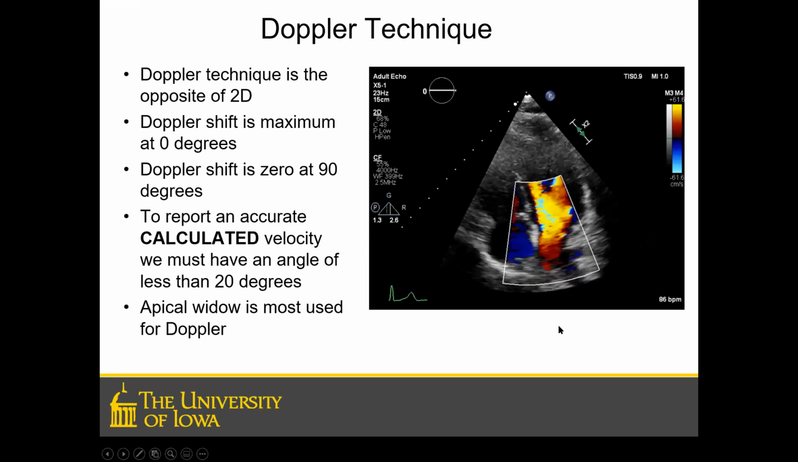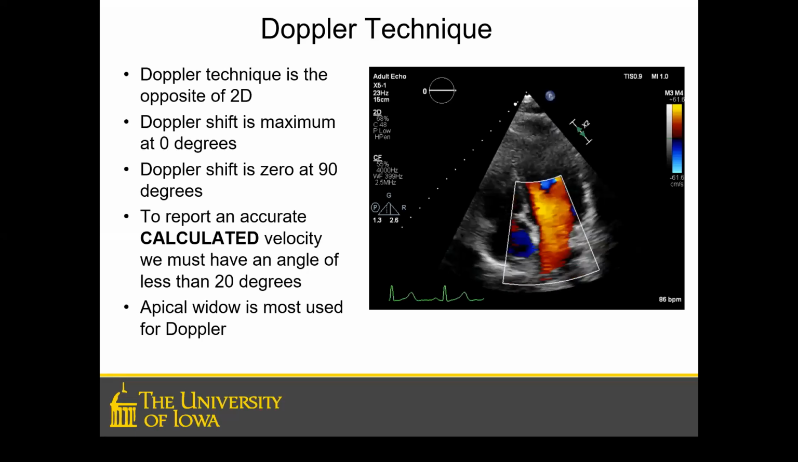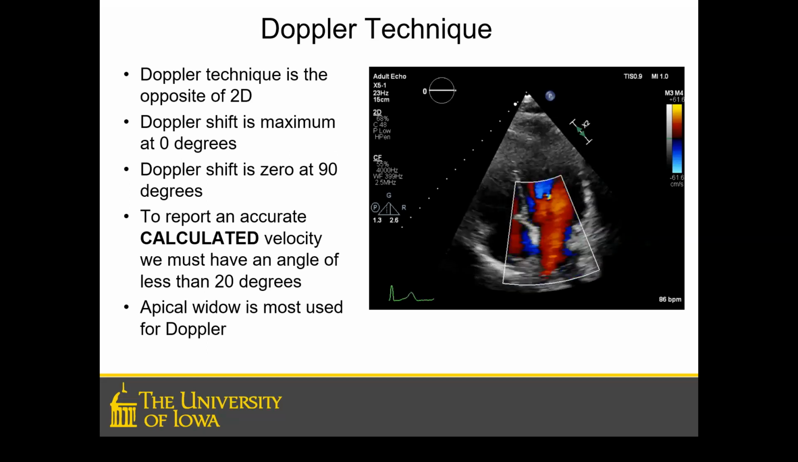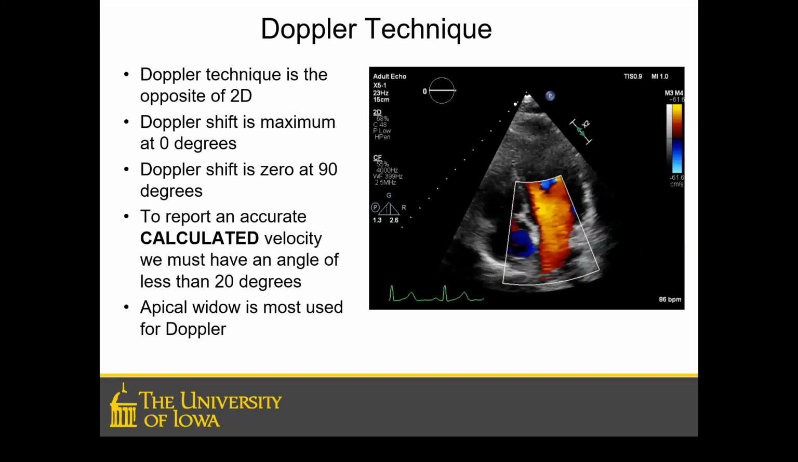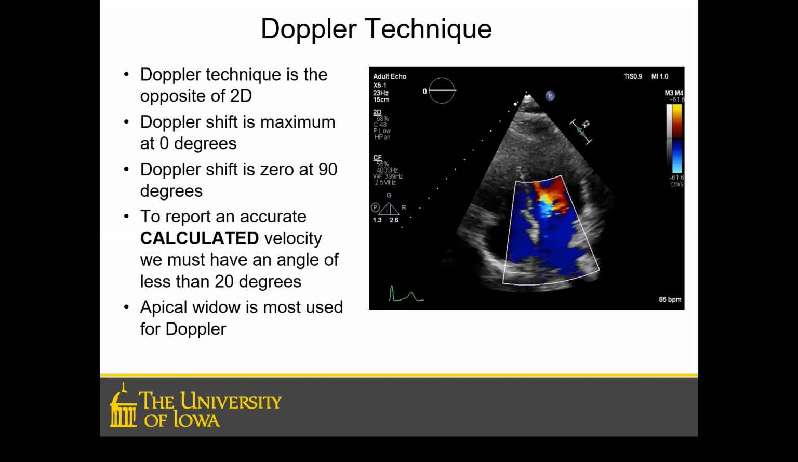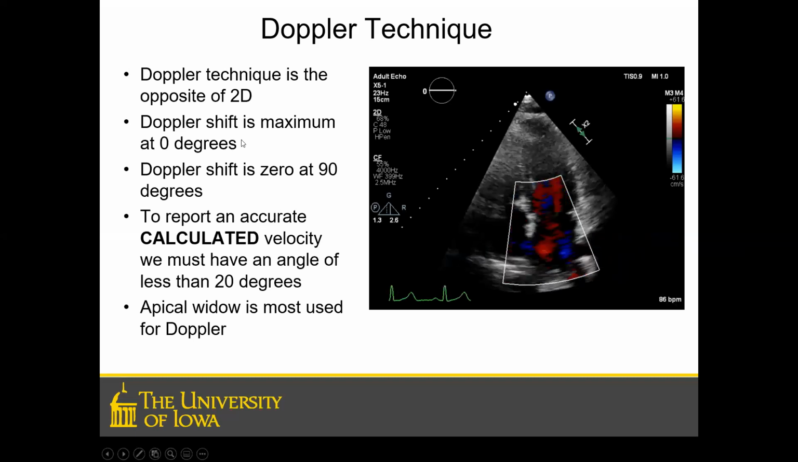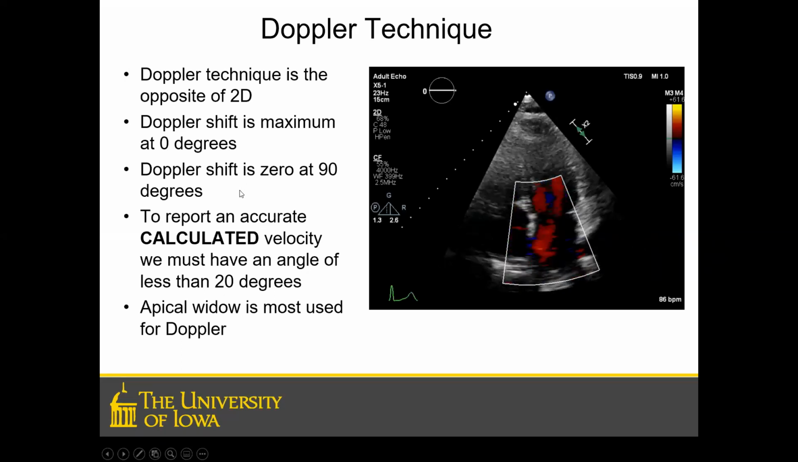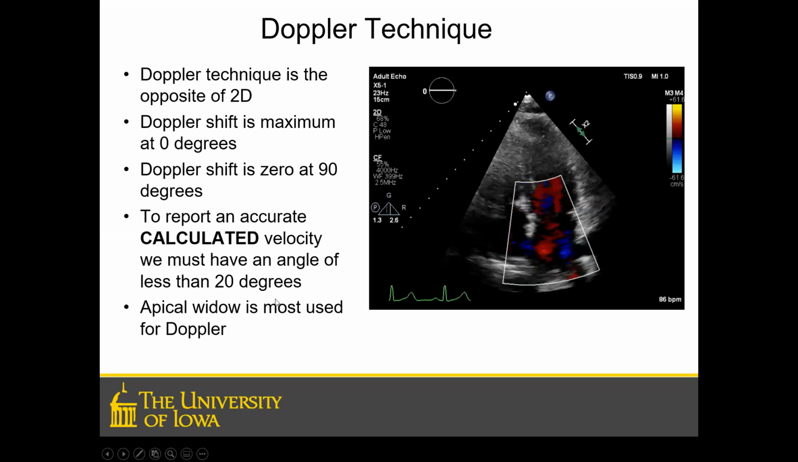So since we're talking about angles, I thought this might be a good time to highlight that we just said when we're doing 2D imaging of specular reflectors, we want to be 90 degrees to the echo. That's exactly opposite when we do Doppler, right? So with Doppler technique, we're going to get maximum Doppler shift if we're at 0 degrees, and we get basically no Doppler shift when we're at 90 degrees. So we're going to talk about that physics phenomenon here a little bit.